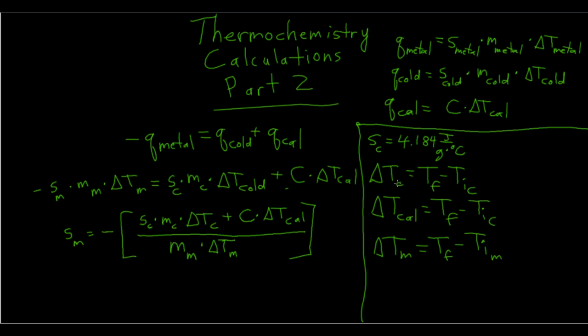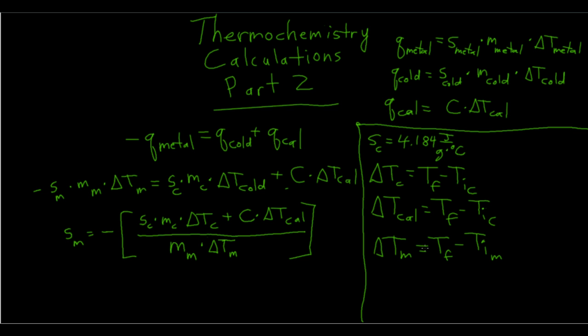The change in temperature of the cold water is the final temperature of the system, which we'll get from the graph again. I'll show you that in a separate video, minus the initial temperature of your cold water, which you measured during the lab. It's in the procedure. Change in temperature of the calorimeter is the final temperature, which is the same, minus the initial temperature of the cold water, because once more, the cold water started out in the calorimeter, so we're assuming the calorimeter and the cold water start at the same temperature.